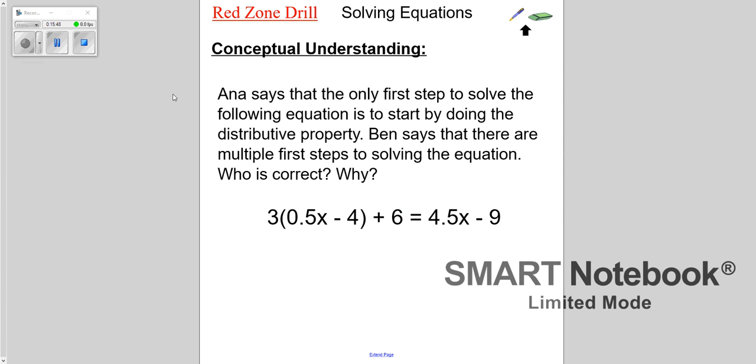All right, so Anna says that the only first step to solve the following equation is to start by doing the distributive property. Ben says that there are multiple first steps. Who is correct? Why? Write down an answer. Practice writing your answers. One of the things that 8th graders tend to be the worst at is explaining their answers. Not just showing their work, not saying, I did plus 5, I did divided by this, but explaining why you know something. So try it here, then unpause the video, and I'll have my answer up and we'll talk about it.